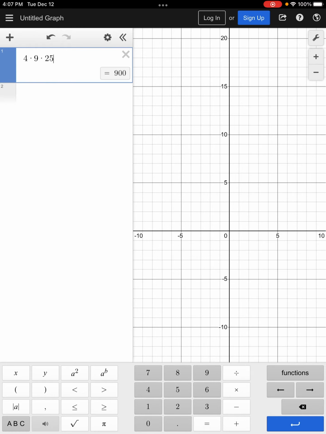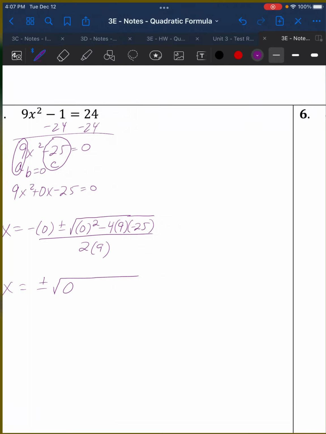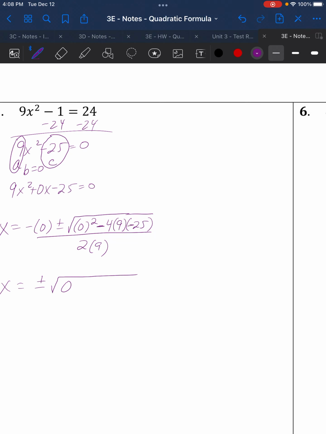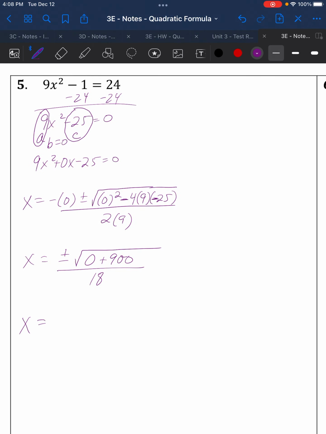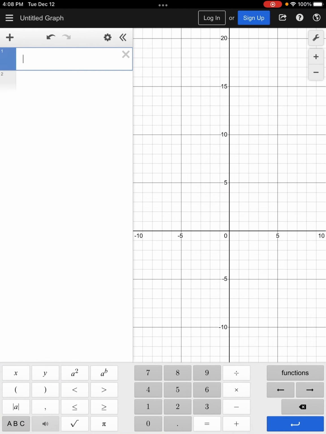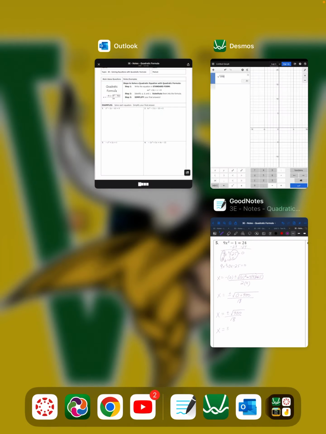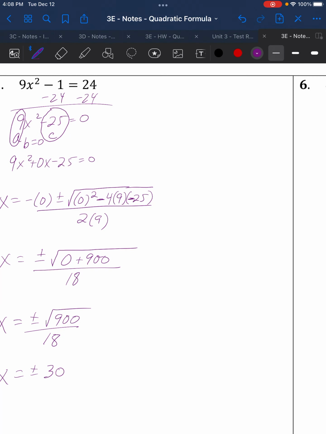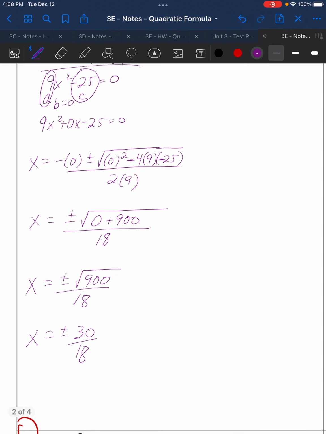So let's figure out what Desmos says. 4 times 9 times 25 is 900. And we have a negative and another negative, so that's a positive, so positive 900, all divided by 2 times 9 is 18. And the square root of 900, is that a perfect square? I think so. Let's check it out. Usually I type the number in first, and it is. So 900 is a perfect square, so that's going to be 30 over 18.